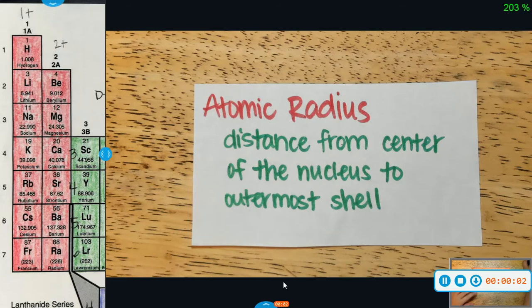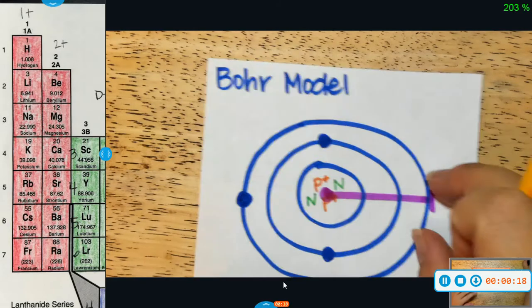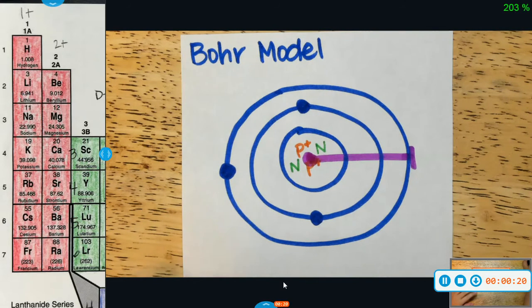Hey guys, I really wanted to quickly explain to you the periodic trend for atomic radius. Atomic radius is defined as the distance from the center of our nucleus to the outermost shell. So if we were taking a look at our Bohr model, it would look exactly like this.